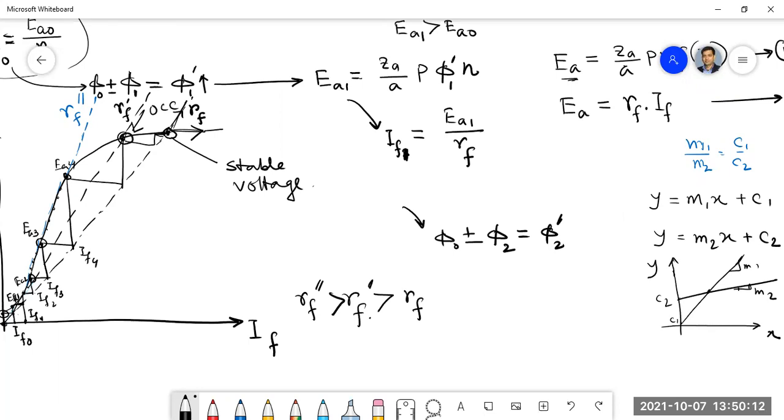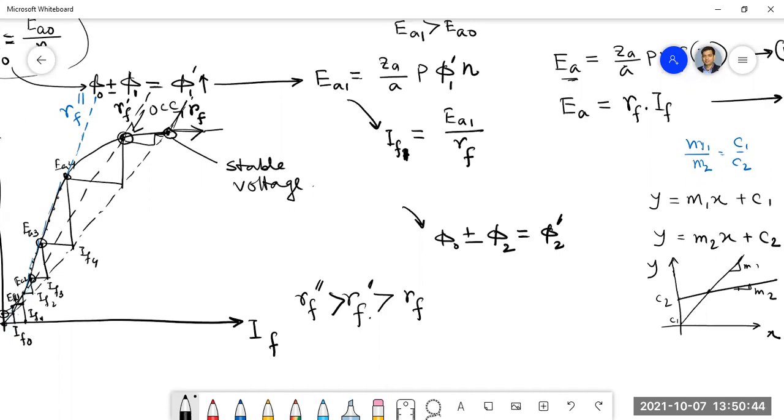What that means is that we'll not get any stable voltage at all. My voltage will fluctuate between EA1 and EA4. So I will basically get an unstable voltage. The voltage can be any value. That means it will fluctuate. It will not show a particular value. So that means we are getting an unstable voltage.